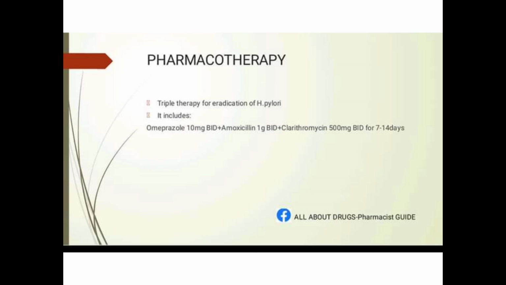Pharmacotherapy. Triple therapy for eradication of H. pylori. It includes omeprazole 10 mg BID plus amoxicillin 1 gram BID plus clarithromycin 500 mg BID for 7 to 14 days. So this is all about the peptic ulcers.